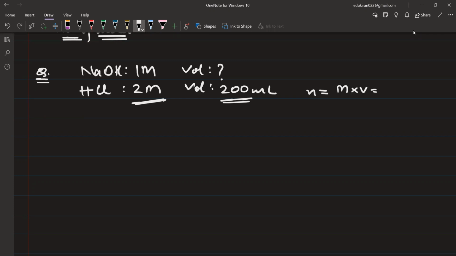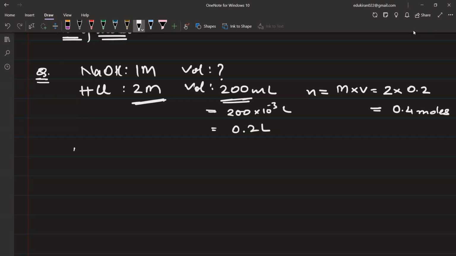Very good. What is the molarity? 2, for HCl. Very good. And what is the volume? Convert this to liters, because molarity has moles per liter. It will be 200 times 10 to the power minus 3 liters, which is equal to 0.2 liters. So it is equal to how many moles? 0.4 moles. Correct.